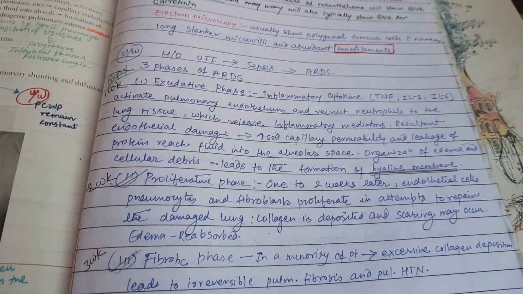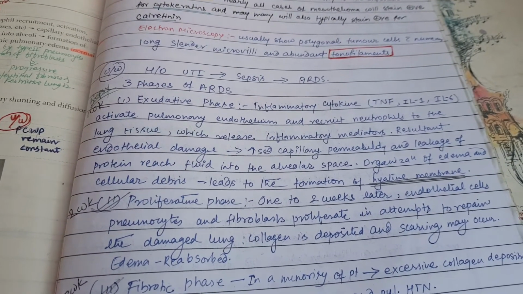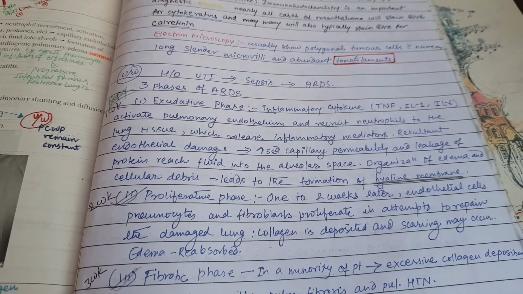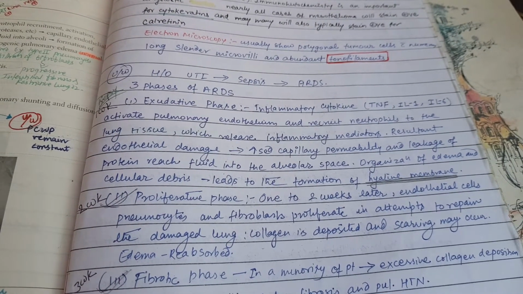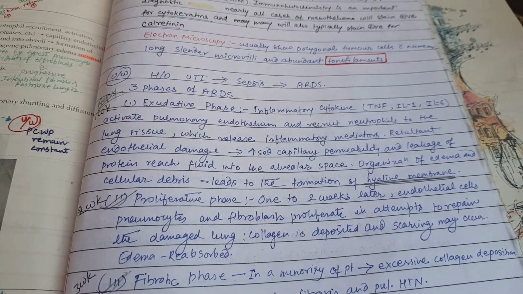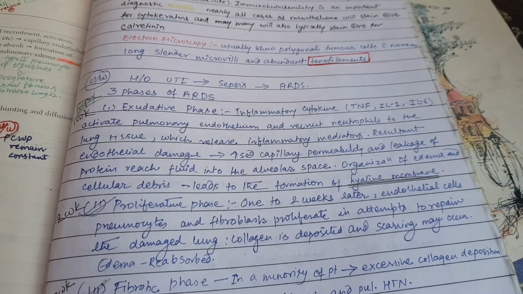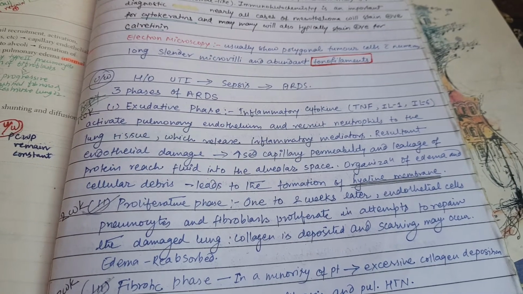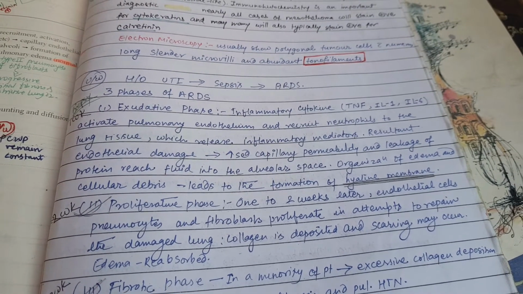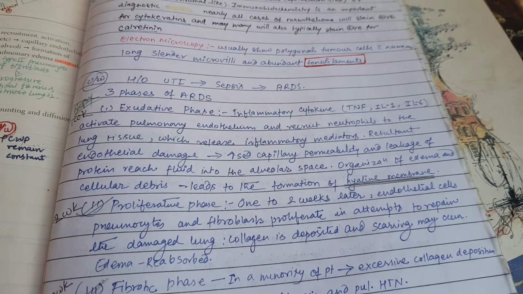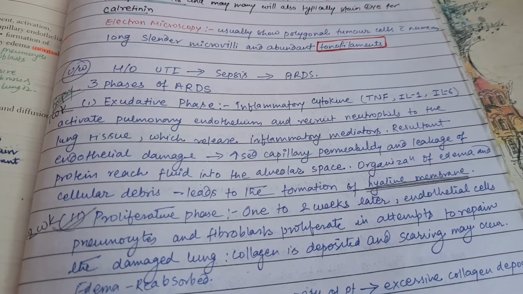So in the first week, what you will see: inflammatory cytokines, TNF, interleukin 1, interleukin 6 activate the pulmonary endothelium and recruit neutrophils to the lung tissue, which release inflammatory mediators, resulting in endothelial damage, increased capillary permeability, and leakage of protein-rich fluid into the alveolar space. Organization of edema and cellular debris leads to the formation of hyaline membrane. Remember that.